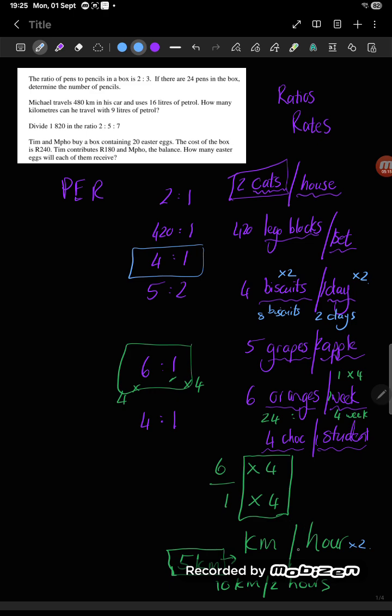Now this is a ratio. We say I'm using this, but it's actually kilometers over hours as kind of a fraction. Or I can call this dividing line "per": kilometers per hour, grapes per apples, oranges per week, chocolates per student. Okay, and we use this quite often, kilometers per hour.